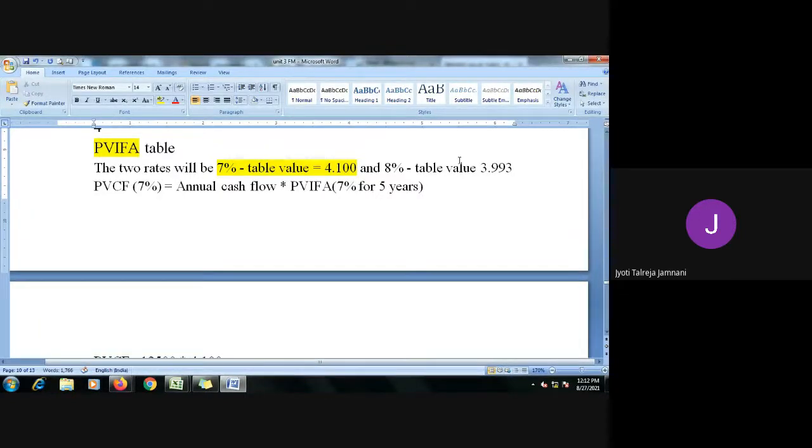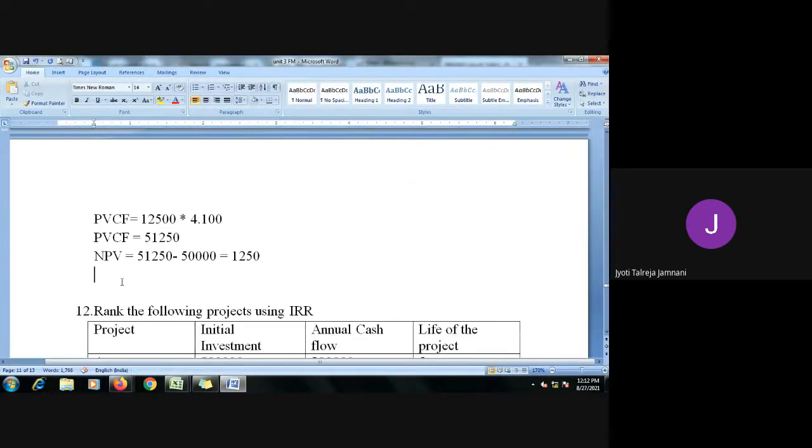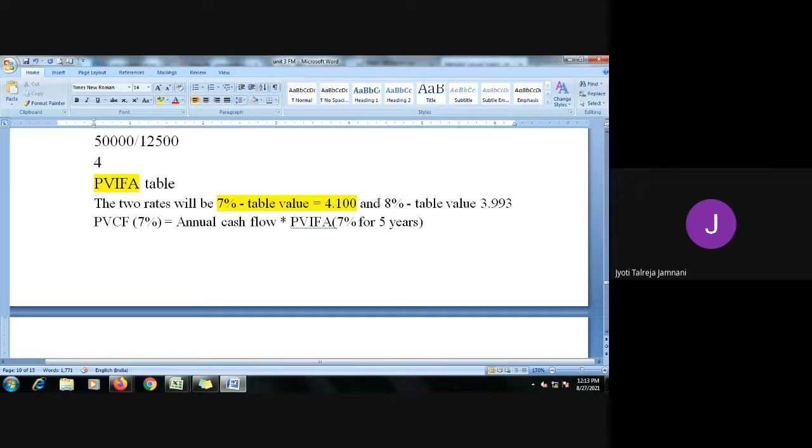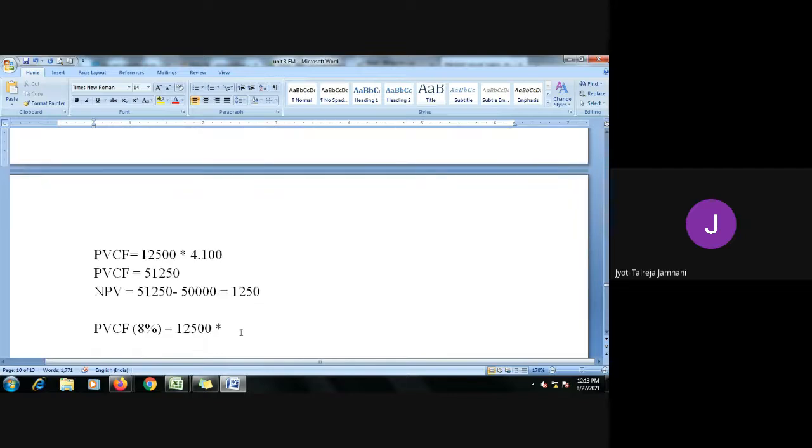Now the next rate is 8%. Let's find the NPV for the 8% rate. So present value cash flow, I'm doing it for 8%. One is the lower rate and the other is the higher rate. How to find the rate? I have already shown you by looking at the tables. So 12,500 into, at 8%, the rate that we have got is 3.993. So 12,500 into 3.993, we get the present value cash flow.